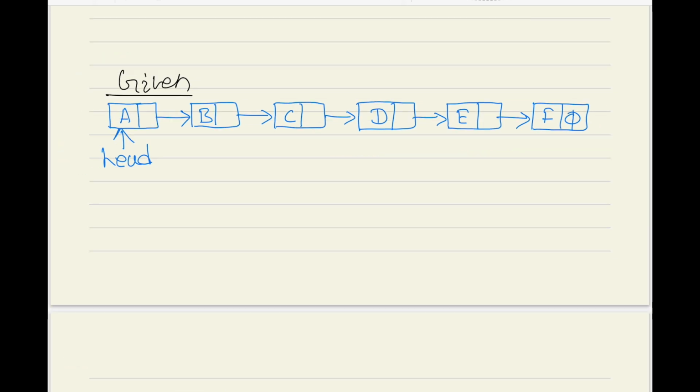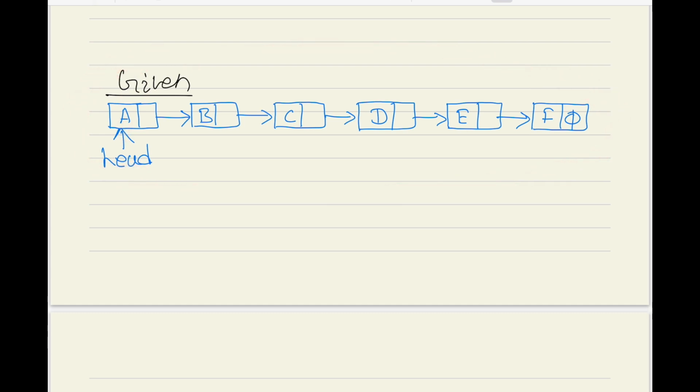So here the given linked list is like this: A is referring to B, B is referring to C, C is referring to D, D is referring to E, and E is referring to F, and the next of F is null. Or we can say F is the last node and A is the first node because head refers to A. So now we are going to find the reverse of this using recursion.